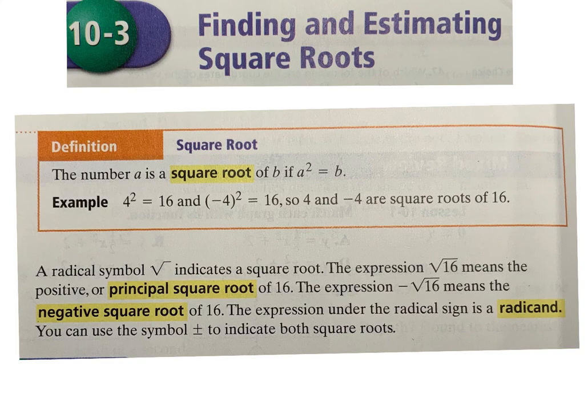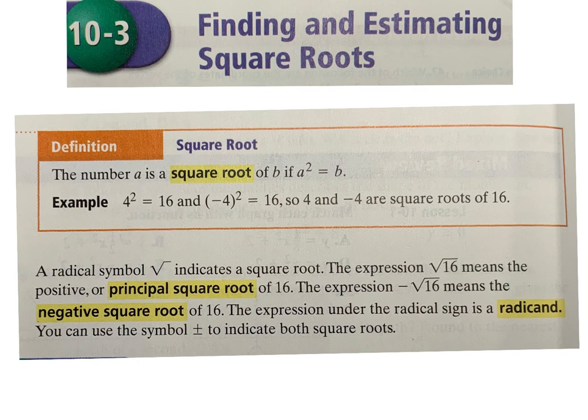All right. First thing to know is the number a is a square root of b if a squared equals b. So when we're looking for a square root, we're looking for the number that you multiply by itself to get the number you're looking for.